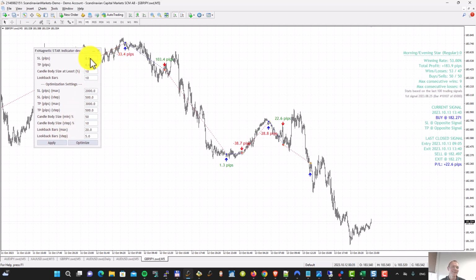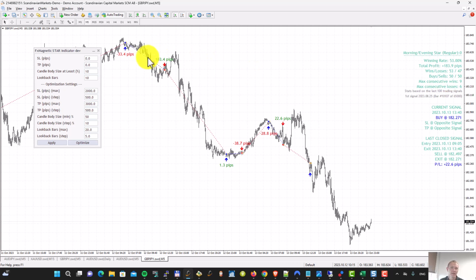And 0 means there is no stop loss. 0 take profit means there is no take profit. So it means the indicator will close the trade on the opposite signal. If we have a buy signal, it will be closed when the sell signal arrives. Okay, and after that, when there is a buy signal, we close the sell and open the buy.